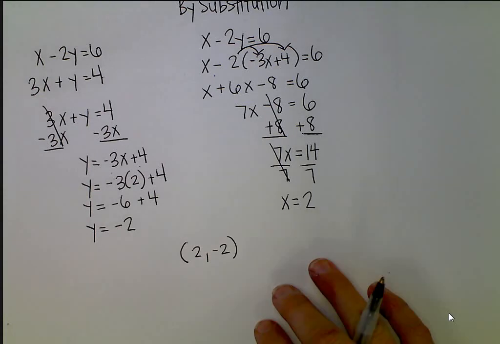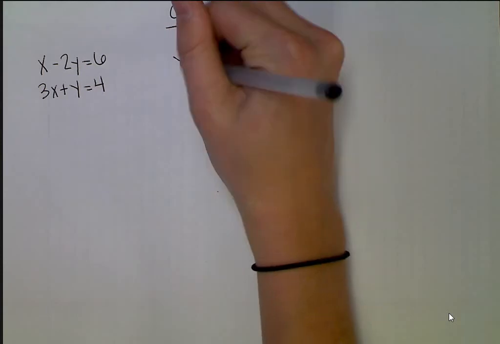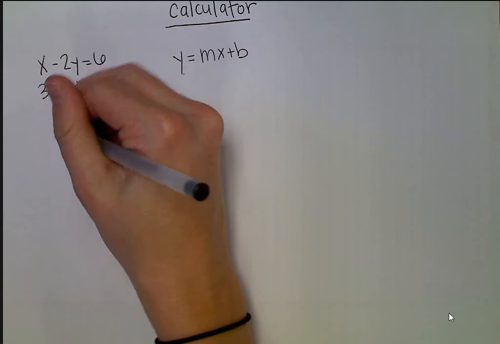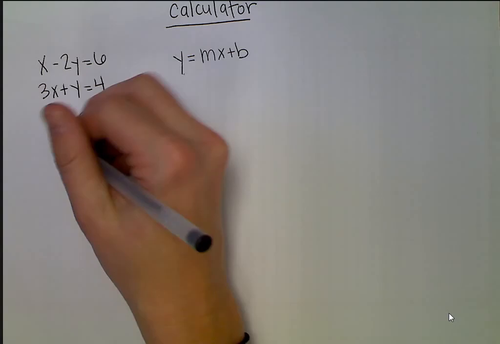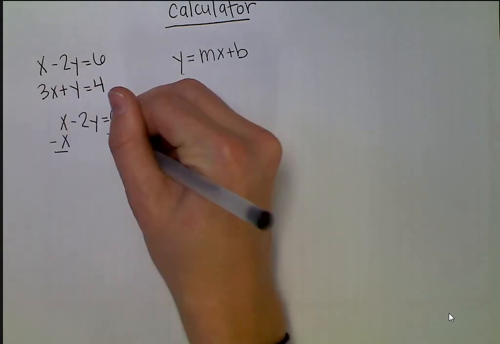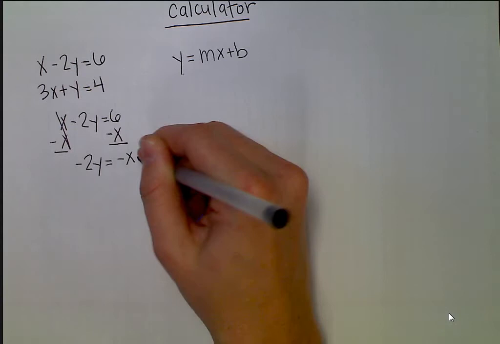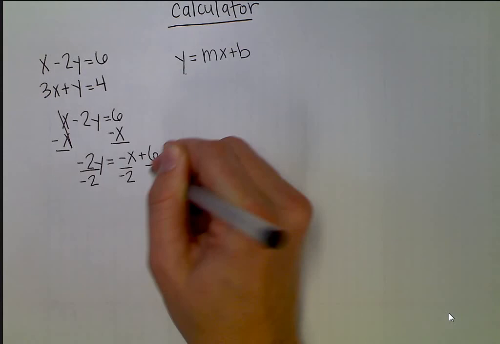The last method we can use is just our calculator. First thing we want to do is write the equations in slope-intercept form. Slope-intercept form is y equals mx plus b. So we need to solve for y. X minus 2y equals 6. I can subtract x from both sides to get negative 2y equals negative x plus 6. And then divide both sides by negative 2 to get y equals 1/2 x minus 3.